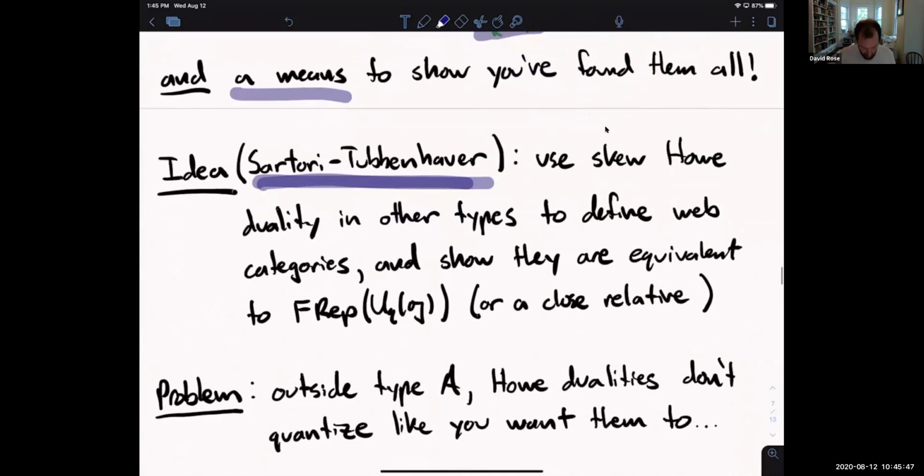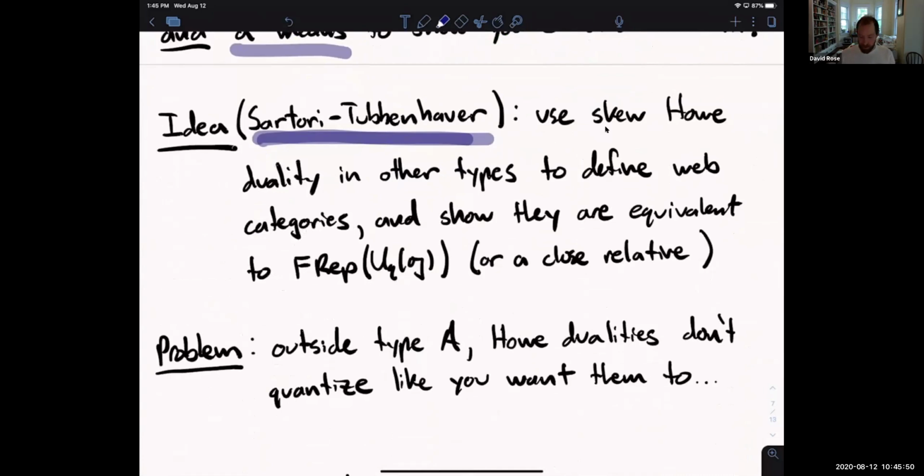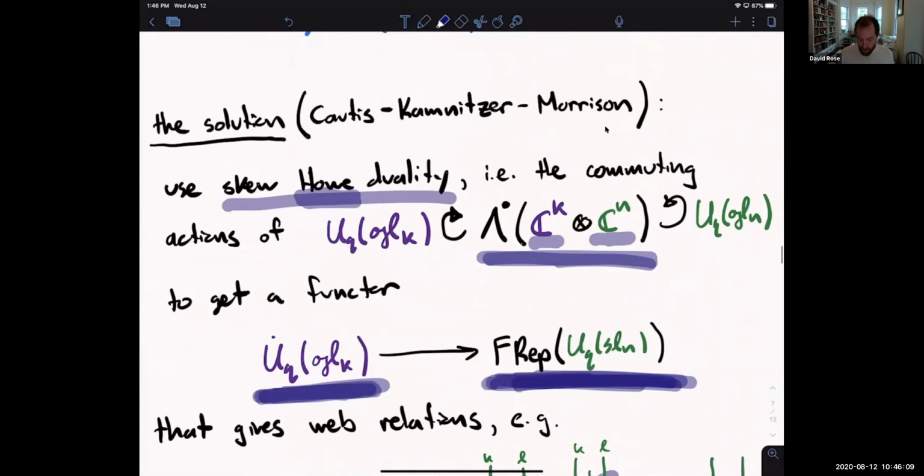But unfortunately, what they end up showing, and I think this is sort of the interesting takeaway of their paper, is that outside of type A, how dualities don't quantize like you want them to. So how was working with dualities between simple Lie algebras. Part of the work in Kamnitzer-Morrison was doing it for the quantum groups. And it turns out that when you quantize how dualities in types B, C, D, one of these things ends up staying a quantum group, but the other one becomes some relative of the quantum group, which is not the relative that you're looking for.